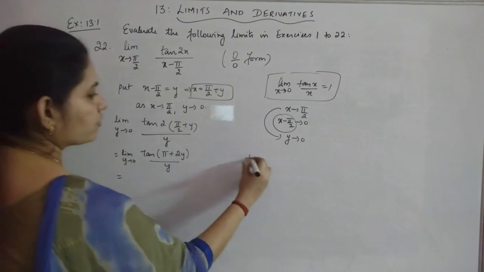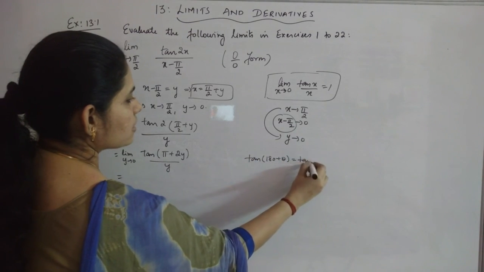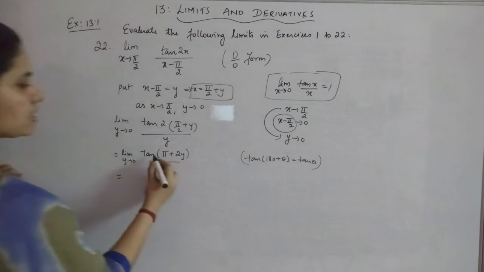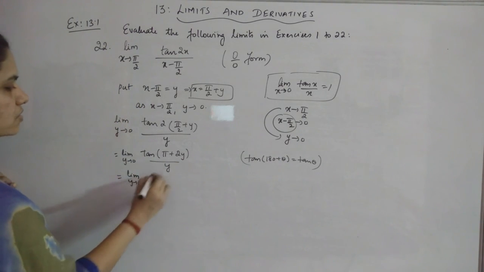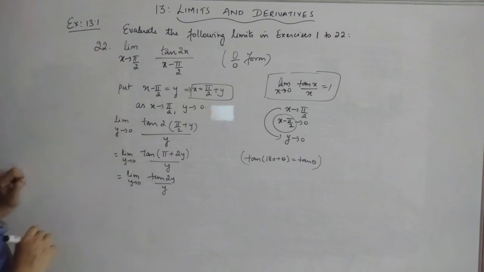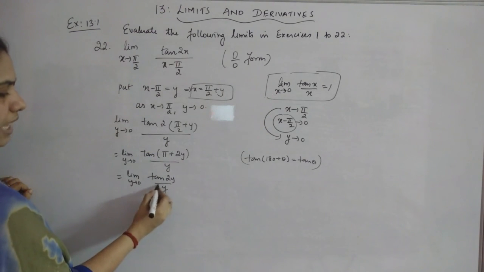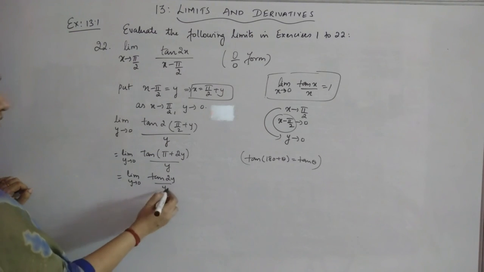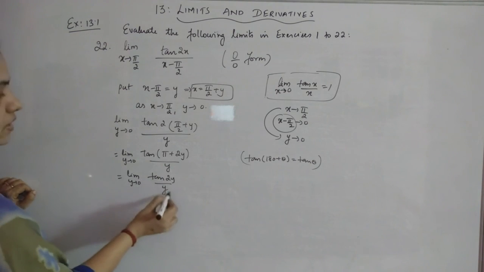Now what is tan of 180 plus theta? It will give you tan theta, so that you can just replace here or apply this here. It will give you limit y tends to 0 tan 2y divided by y. Now again, in order to apply this result, here you should have 2y, right? And y tends to 0 means 2y also tends to 0. So here you need a change.